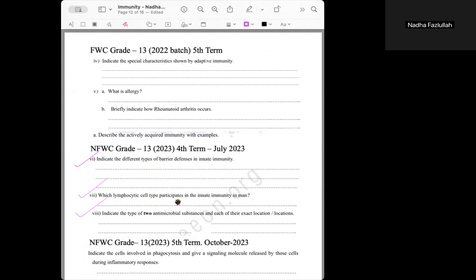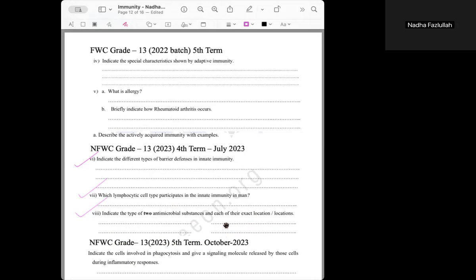Okay. Then indicate the 2 types of antimicrobial substances and each of their exact location or locations. What are the 2 types of antimicrobial substances? Antimicrobial substances means they're talking about antimicrobial proteins. So what are the 2 types? Interferons and complement proteins. So where are interferons present? They are present in virus infected body cells. Okay. And what about complement proteins? Complement proteins, you can say blood plasma or you can say plasma membrane.